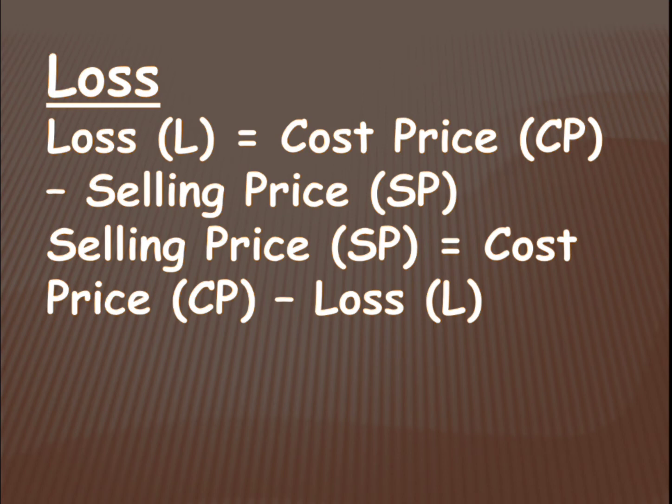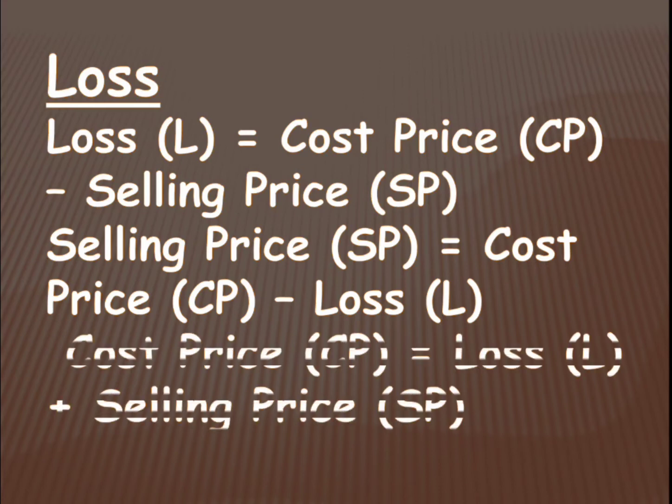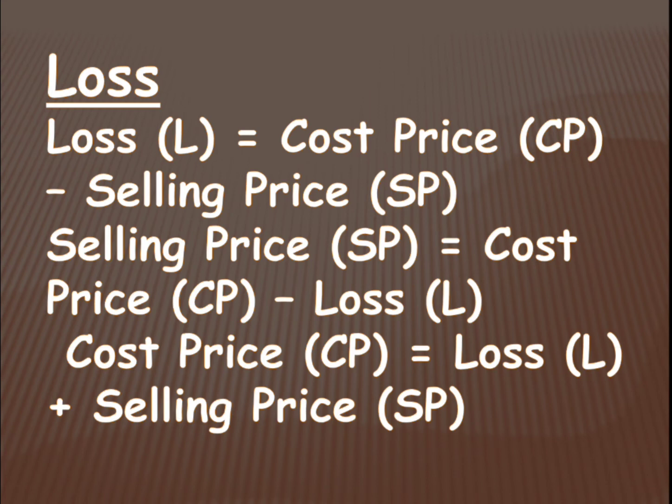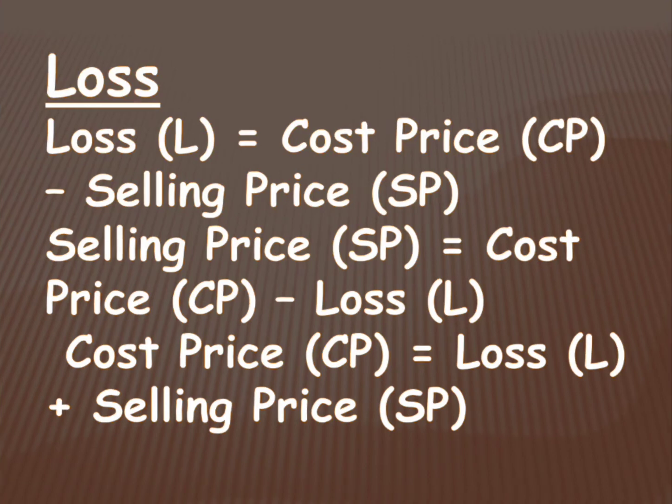When cost price and loss is given, then how do you find the selling price? Selling price will be equal to cost price minus loss. And if loss and selling price is given, then cost price will be equal to loss plus selling price. Okay children, you understood. So please remember these formulas children, profit formulas and loss formulas.